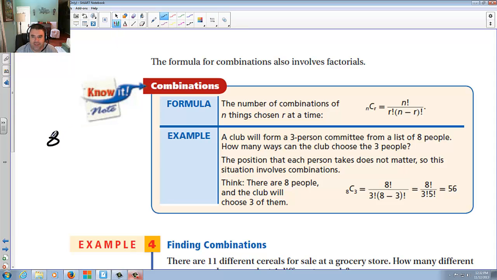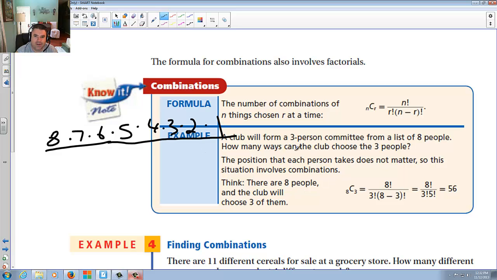So the first person I'm going to have is 8. And then I'm going to go ahead and have 7. And then I'm going to go ahead and have 6. So we know this. Not only that, though. You have to remember, well, actually we'll do it the long way this time. Times 5, times 4, times 3, times 2, and times 1.